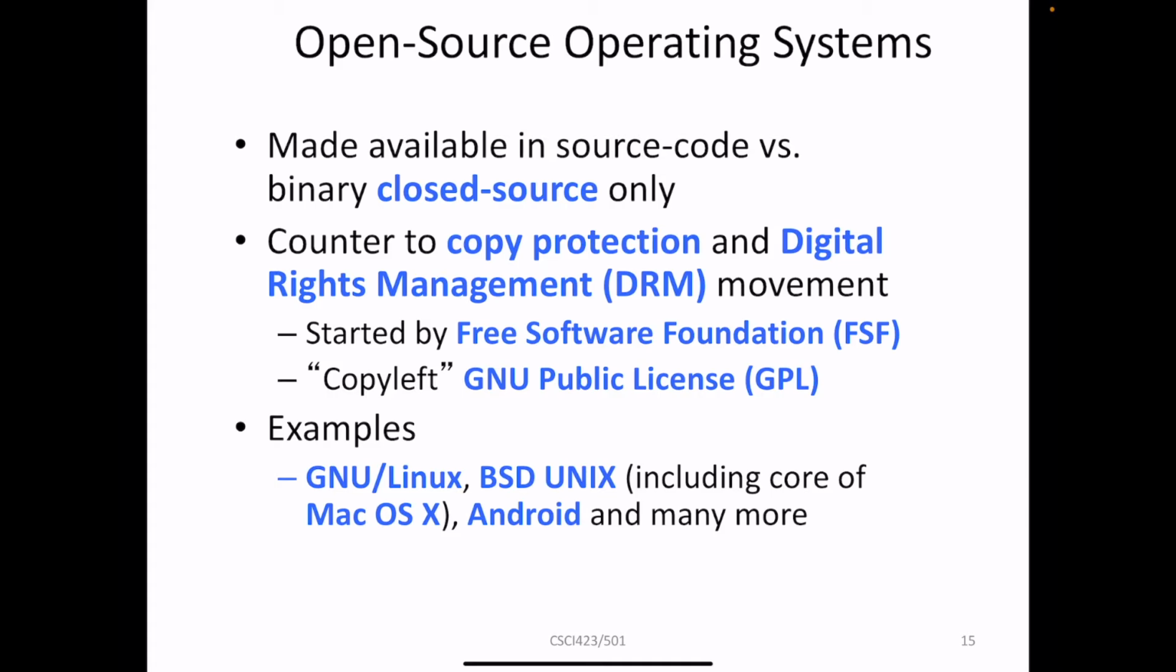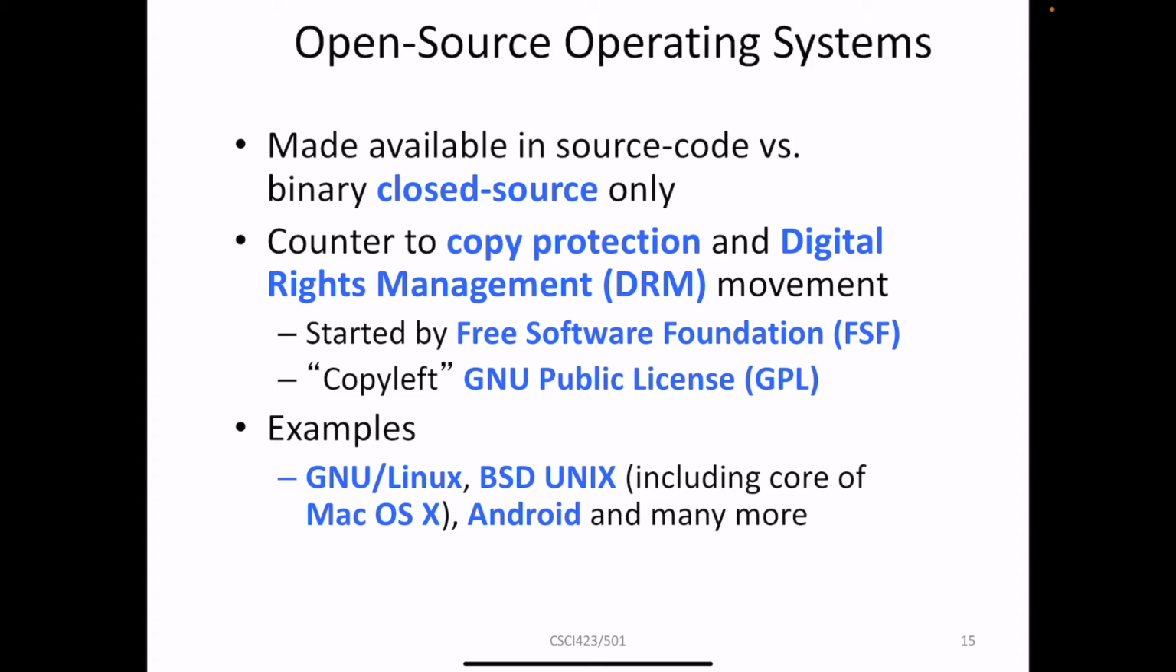Open source operating systems counter copy protection and the digital rights management movement. This movement was started by the Free Software Foundation. Sometimes they also call it copyleft, which is a counter to copyright, or we call it the GNU General Public License, shortened as GPL. When we download source code from the internet, you may find the GPL at the beginning of the code. I will show you a real example of a GPL in the next slide.